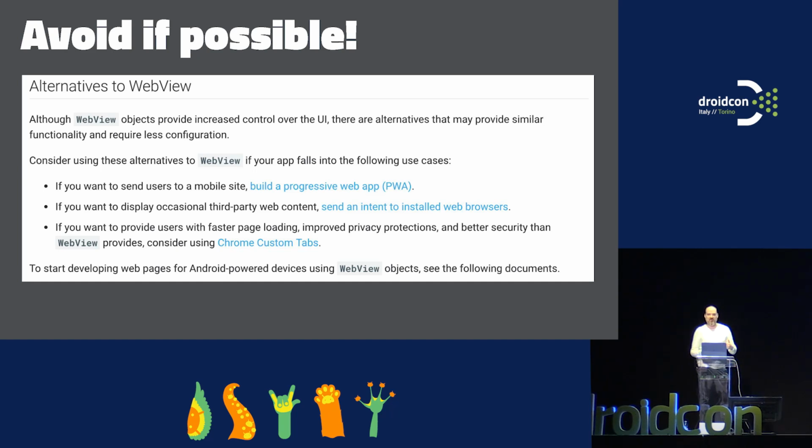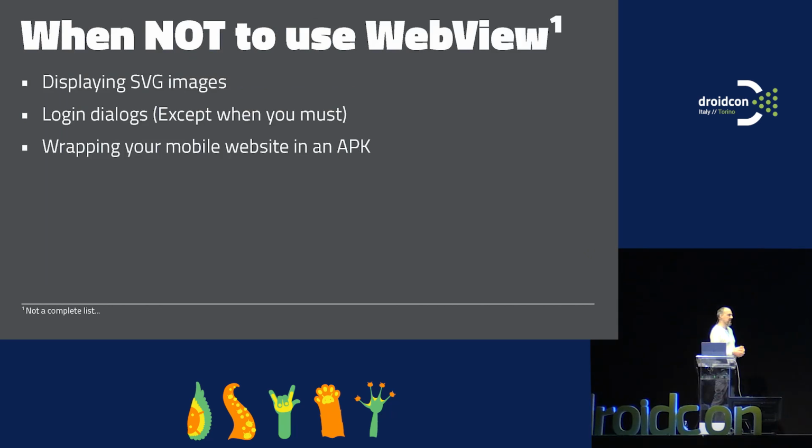There are several examples here of what you should do instead: write a progressive web app, send an intent to the installed web browser, or use custom Chrome tabs. I've seen examples over the years where people have used the web view where they shouldn't. Displaying SVG images is a common one. Just convert it into a vector drawable instead, and if you can't do that, try Lottie or something.